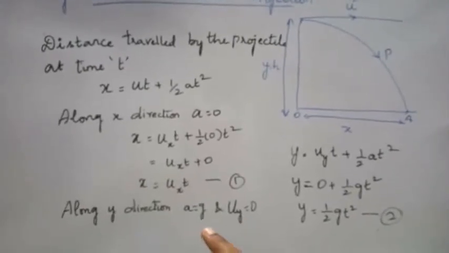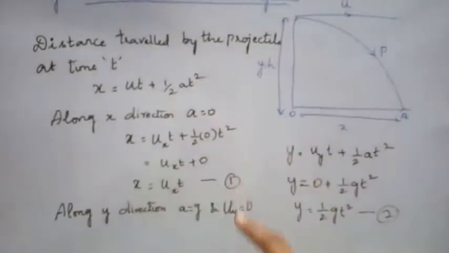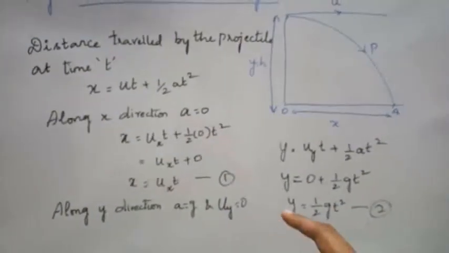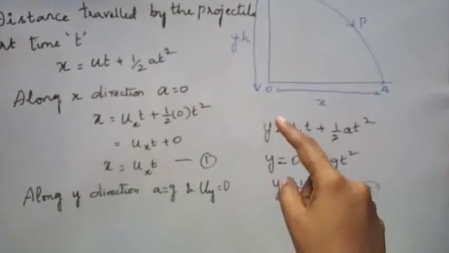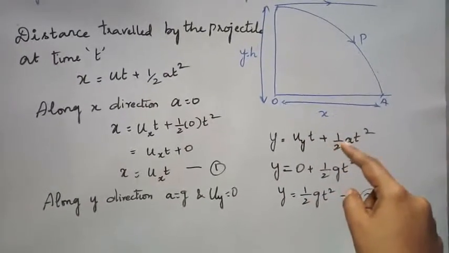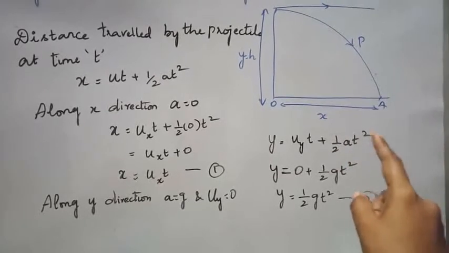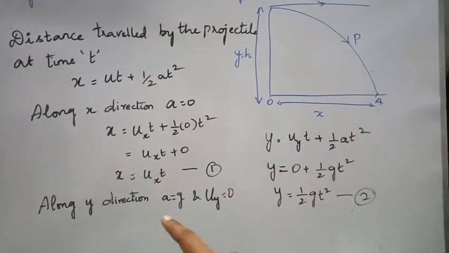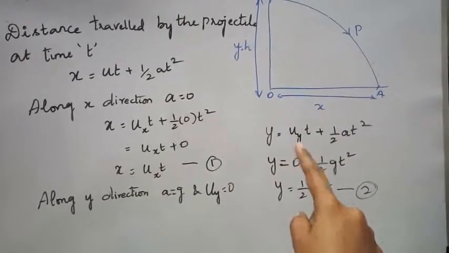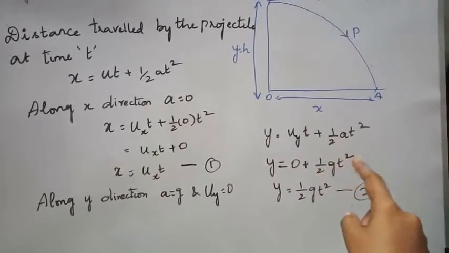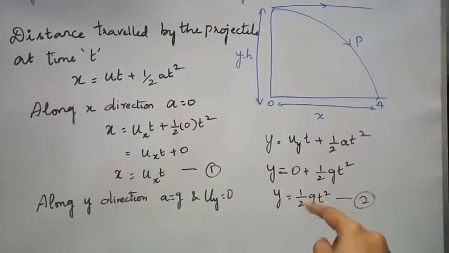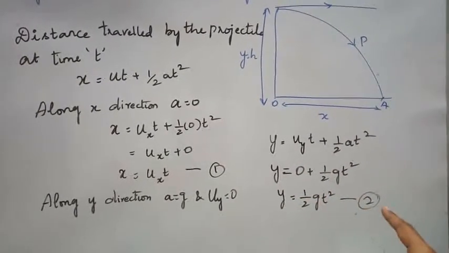Substitute this a and u value in your first kinematics equation. So y is equal to uy into t plus half at square, where a is simply g and uy is 0. So y equals 0 plus half gt square, which is simply y is equal to half gt square. Let this be equation number 2.